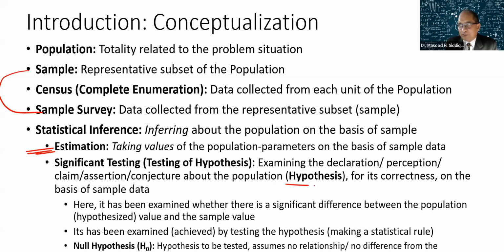So the first word is hypothesis. Remember, hypothesis is not an assumption. You should never say that hypothesis is an assumption. Hypothesis is a positive declaration, perception, claim, assertion, or conjecture about the population. Meaning there should be something at the base of that thing, and then it is known as a hypothesis. So hypothesis is different from an assumption. Assumption can be anything, but hypothesis should have something in support of it.